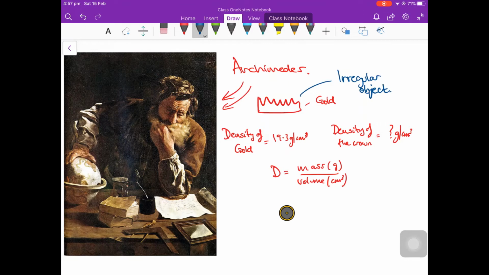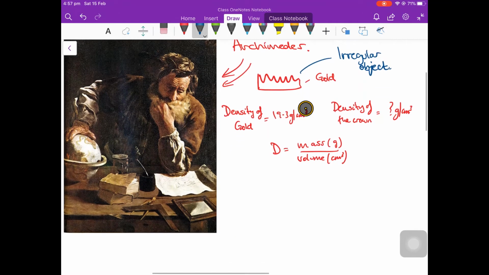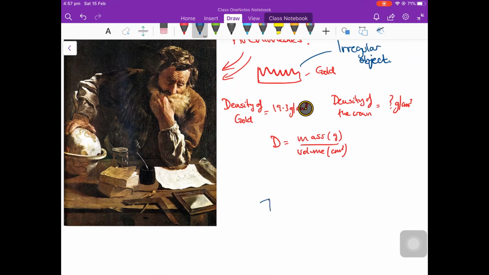And how do you determine the volume of an irregular object? If it was a cube or a rectangle, you could use length times width times depth, but this is not a cube or a rectangle, so how is he supposed to do that? He was very confused by this, so he did what any good scientist that's confused does.